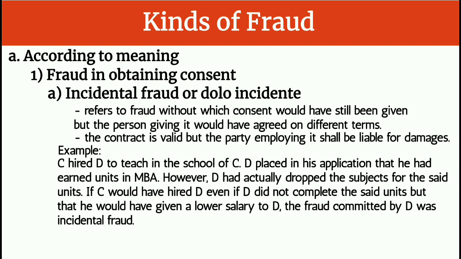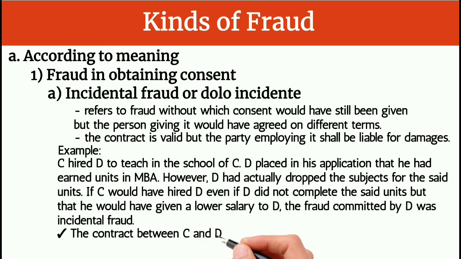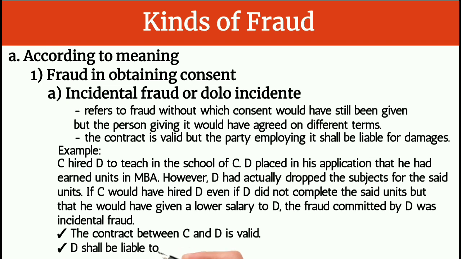So, as you can see, this is not the reason why C enters into a contract. In this example, the contract between C and D is valid. But take note, D shall be liable to pay damages.